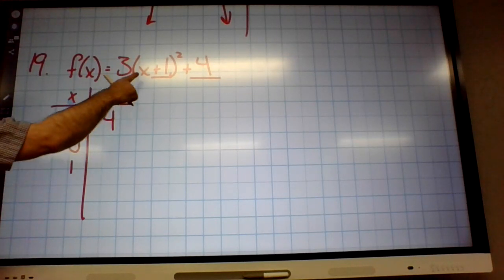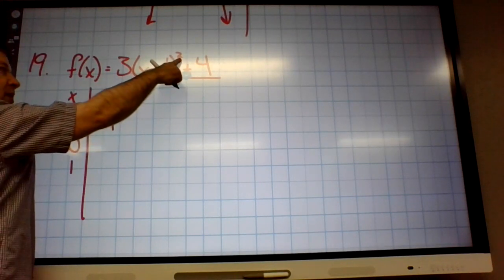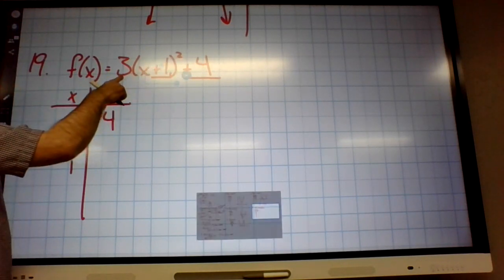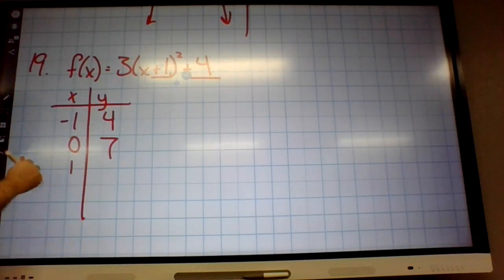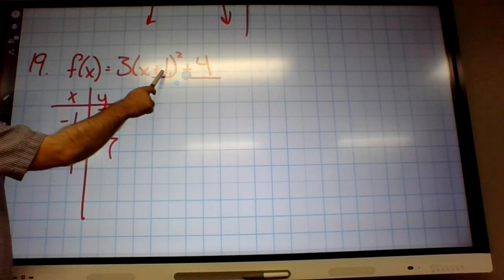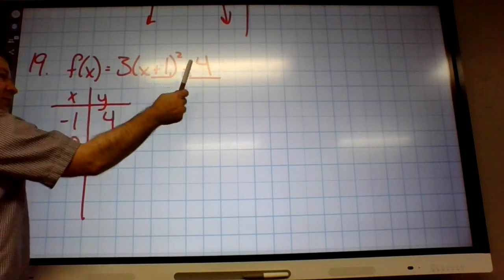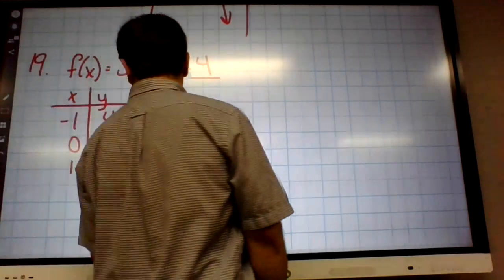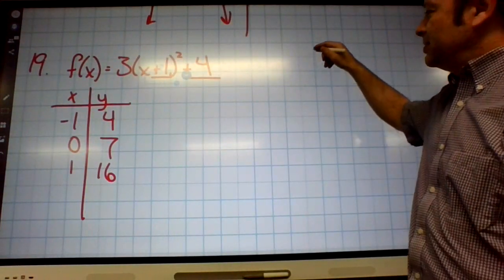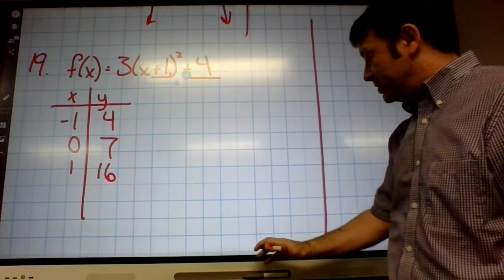So if I plug in 0, this is kind of a long one. 0 plus 1 is 1. 1 squared is 1. Times 3 is 3. Plus 4, 7. Oh, this one might be a mess. Alright, if I plug in 1. 1 plus 1 is 2. 2 squared is 4. 4 times 3 is 12. 12 plus 4, uh-oh, 16. Okay, so when we make our graph, where should the x-axis be?